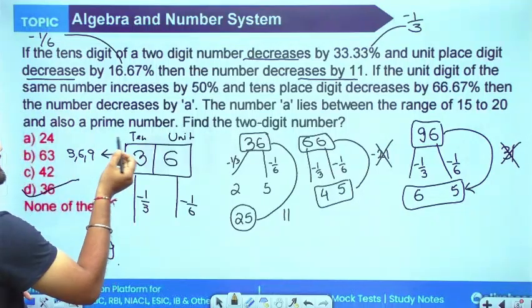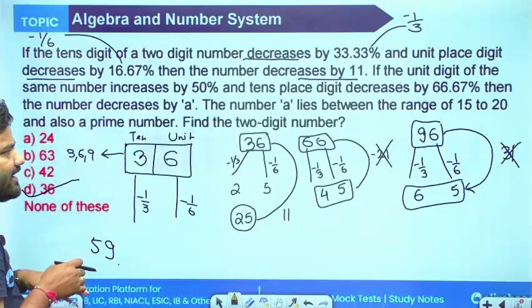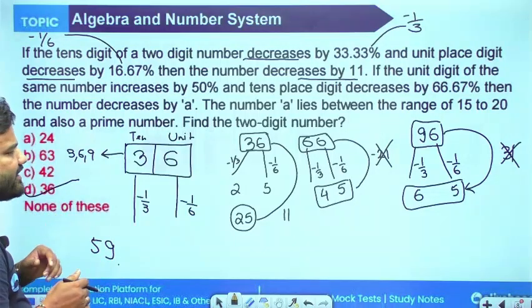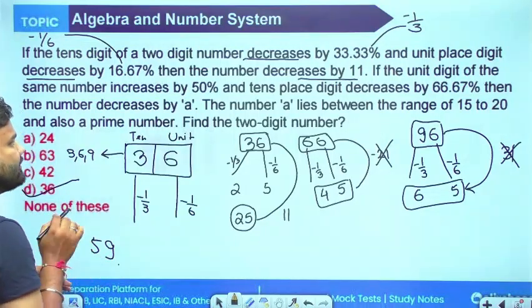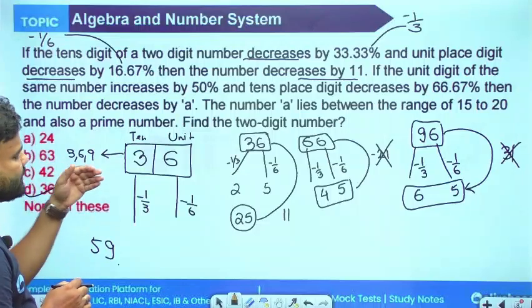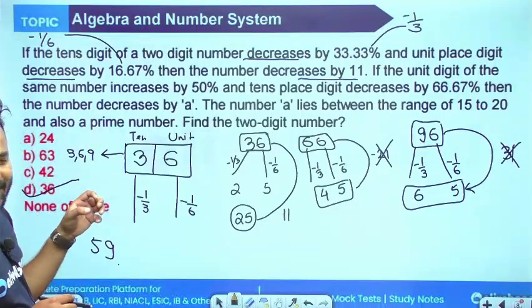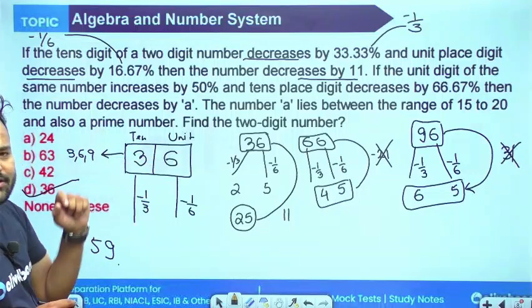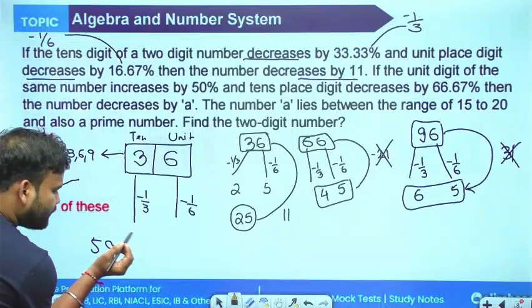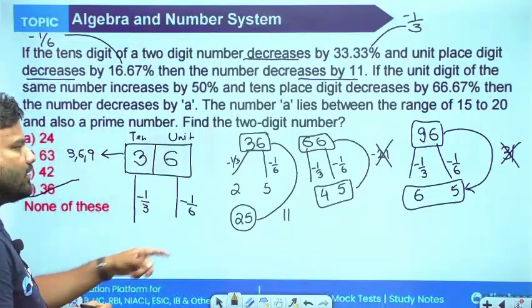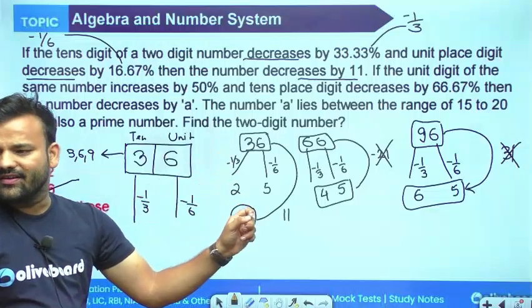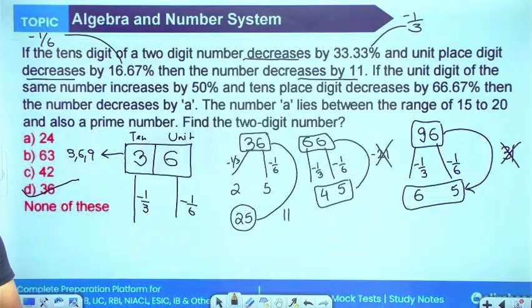Then the number decreases by a, and a lies in the range of 15 to 20. So 36 and 59, the number is changed by a, and the difference is between the range of 15 and 20. So no need of doing further; from here only we could have given the answer. Is it clear, everyone? Comment, is it clear or not?